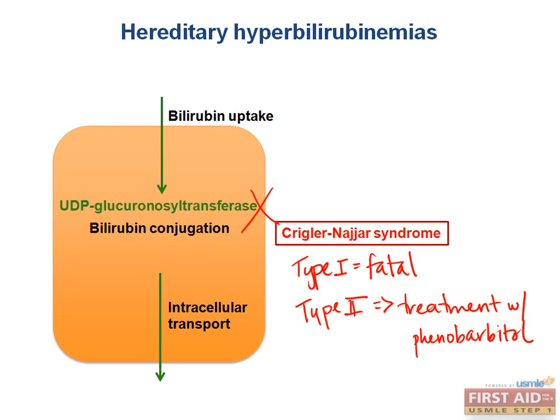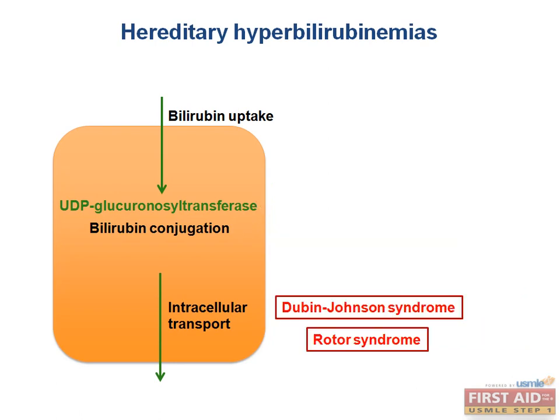in conjugation. Next, let's discuss Dubin-Johnson and Rotor syndrome. There are specific transporters that pump conjugated bilirubin from the hepatocyte into the bile canaliculi, and when these are genetically altered, a conjugated hyperbilirubinemia develops.